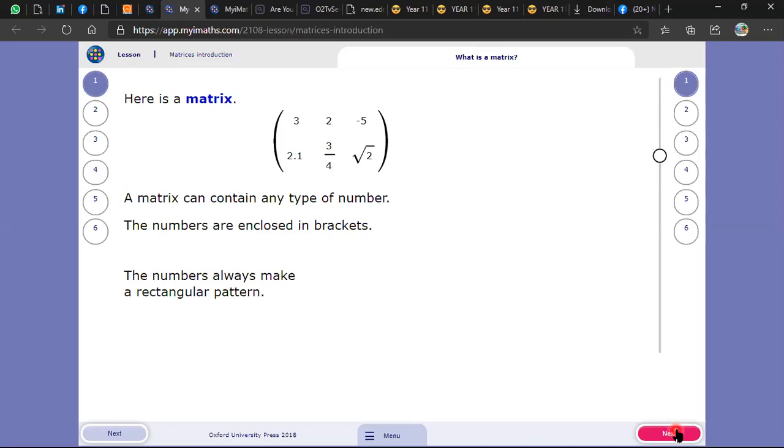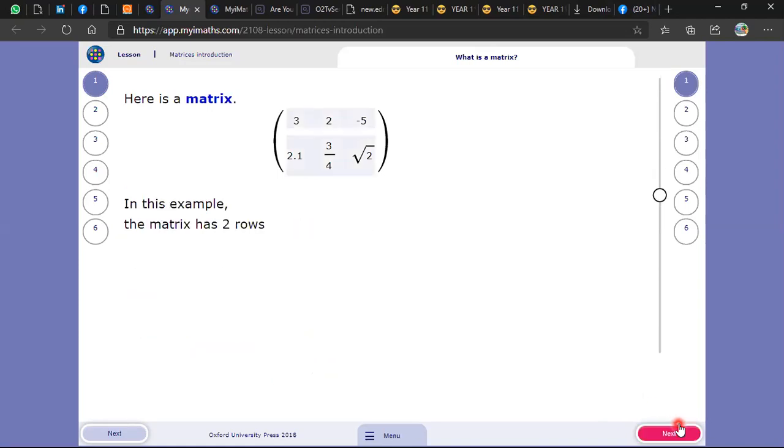Now, like I said, the numbers always make a rectangular pattern, okay? So that specific pattern is a rectangular pattern. Now, look at this example right here. This is not a matrix, because it doesn't form a rectangular pattern. Now, that rectangular pattern could be a square, actually. So we can actually have a square pattern, but not a triangle. This is not an example of a matrix, okay?